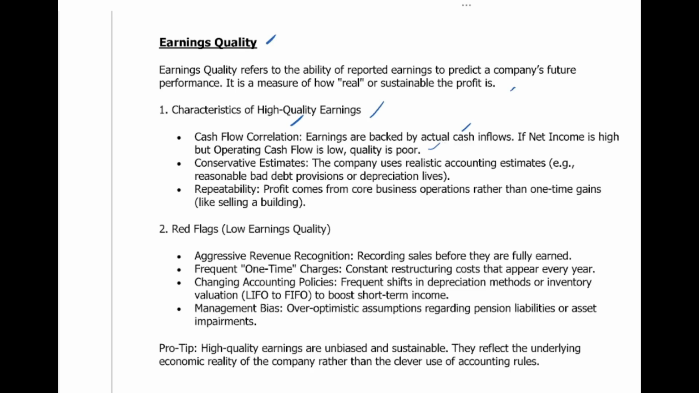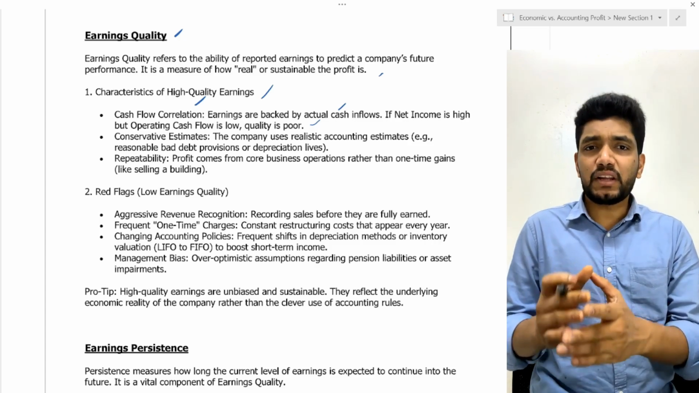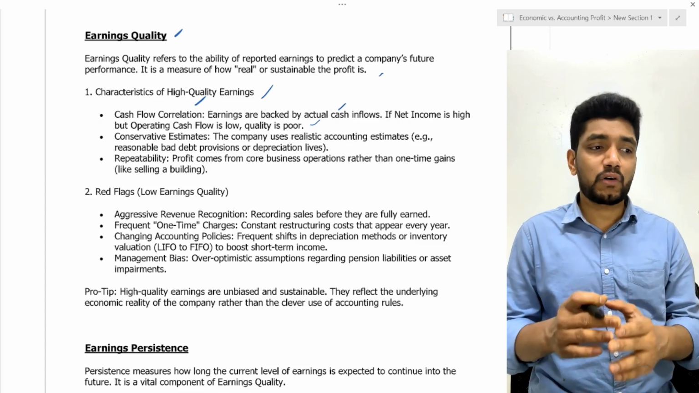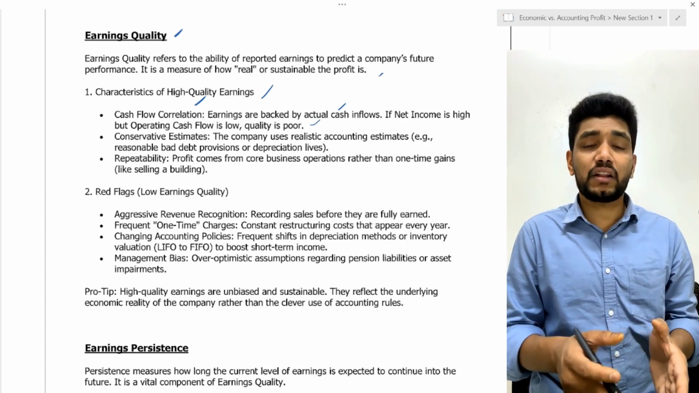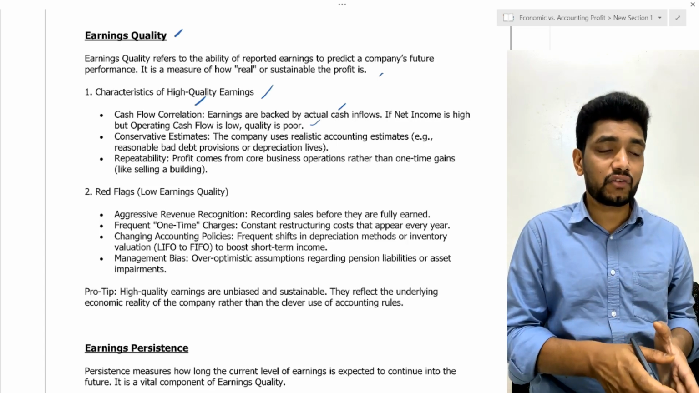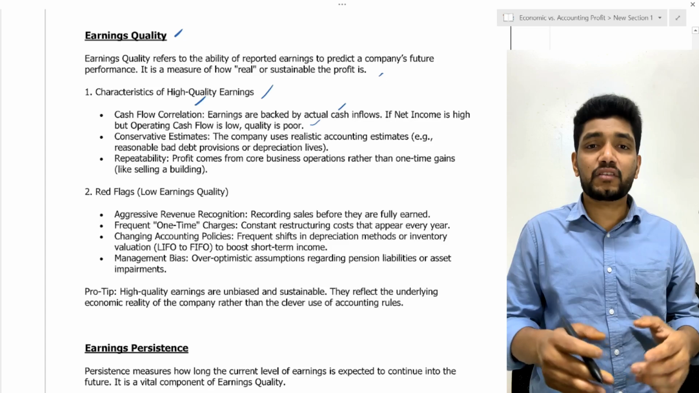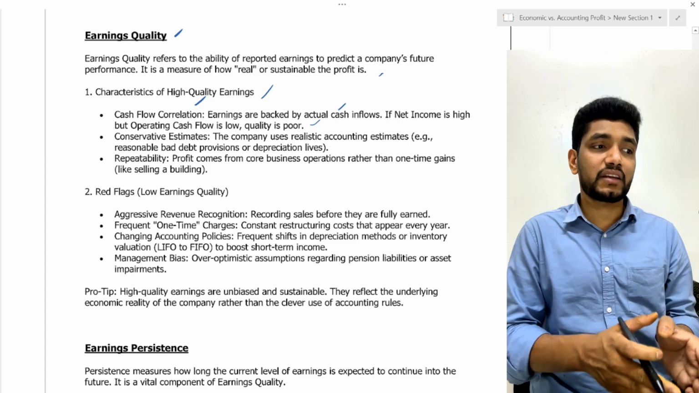Suppose a company has earned a good profit or big revenue, but when looking into its operating cash flow or its collection, it is less than the expected or actual earnings. It can be a red warning sign for the company, because there are some issues with that earnings quality.